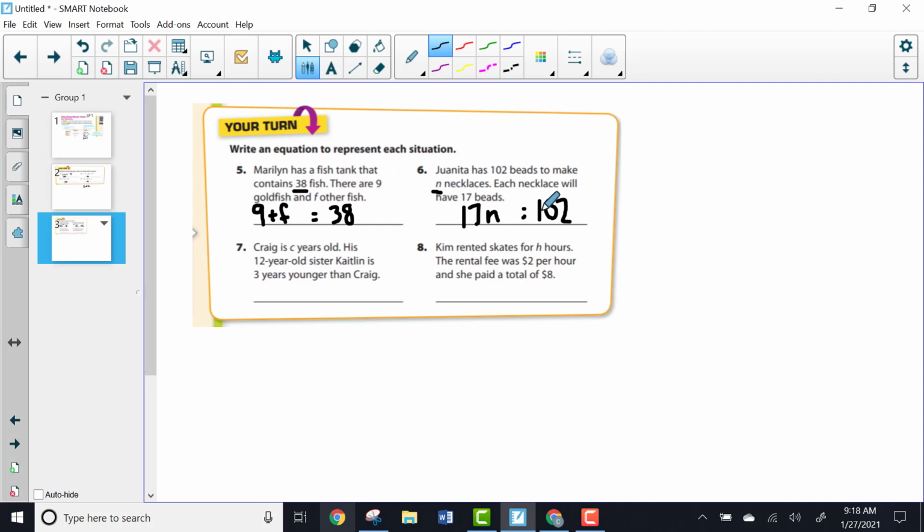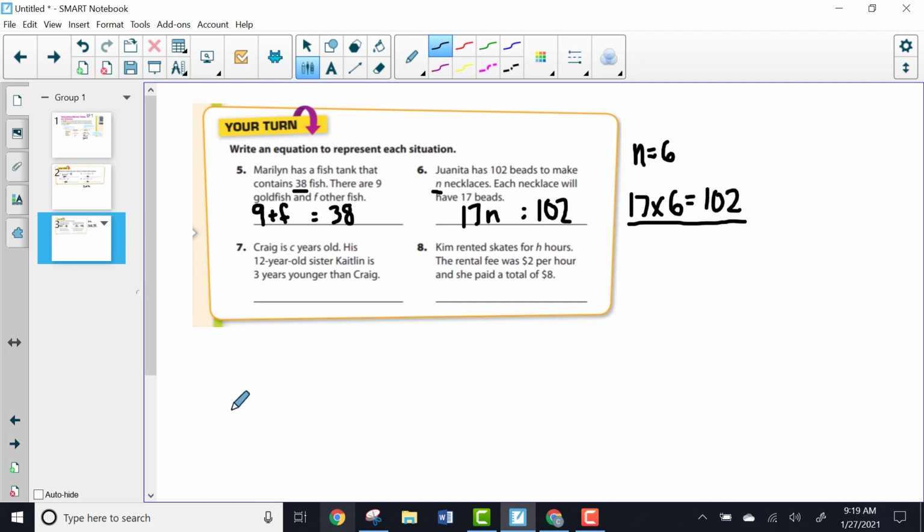Now let's say, for example, what a solution would be to this. A solution would be n equals 6. Why would n equals 6 be a solution? Because I know that 17 times 6 would be 102. So 6 would be a solution to this problem. In other words, we could plug that number in for the variable, and that would give us our balanced equation there.